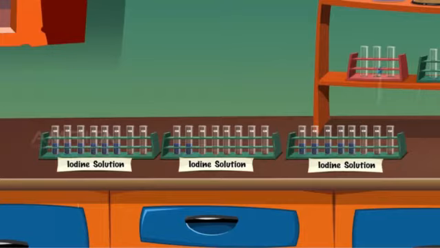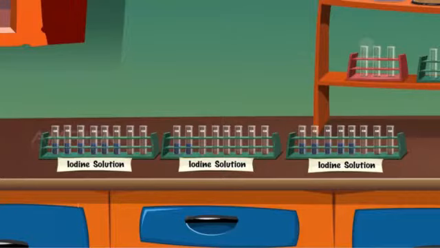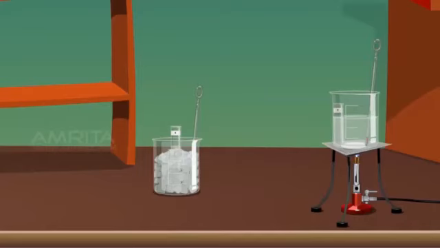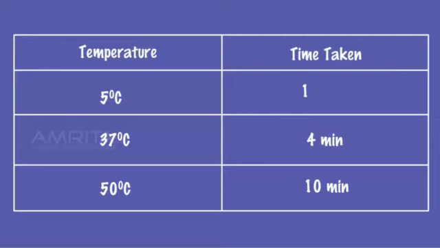After the 10th minute, color of iodine doesn't change for starch solution at 50 degrees Celsius. Note the time in the table. Keep on repeating the experiment at an interval of every 2 minutes till the color of iodine does not change at temperature 5 degrees Celsius. After 14th minute, color of iodine doesn't change for starch solution at 5 degrees Celsius. Note the time in the table.